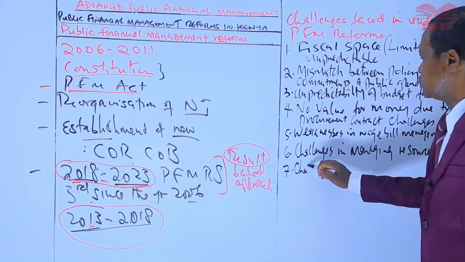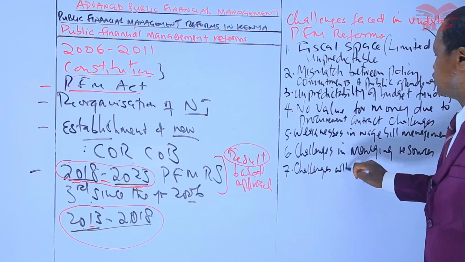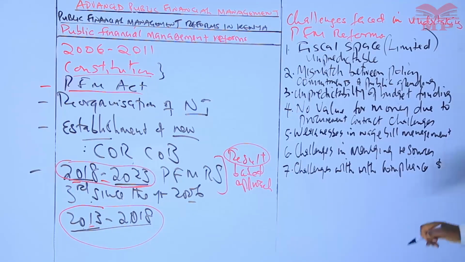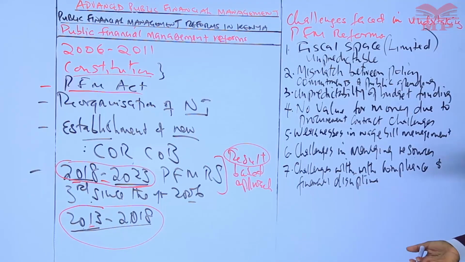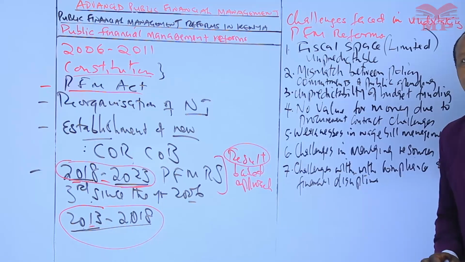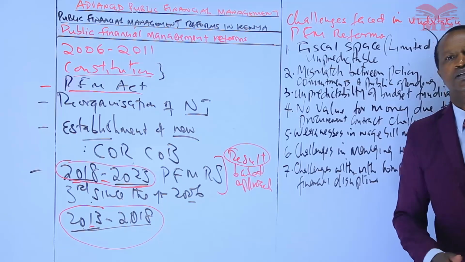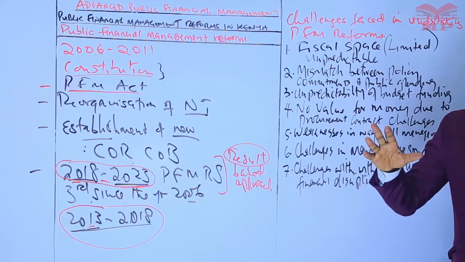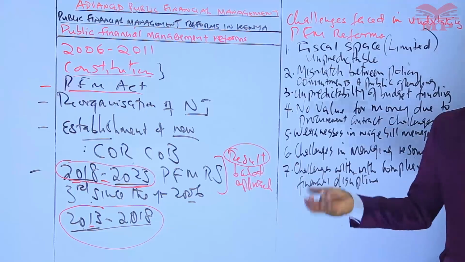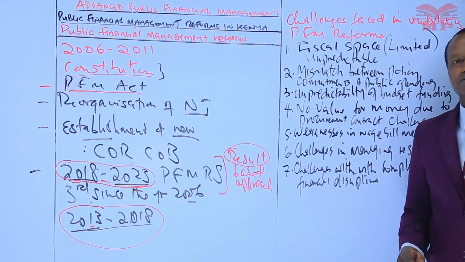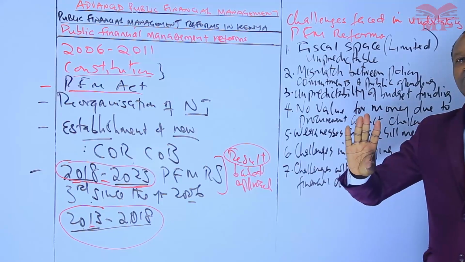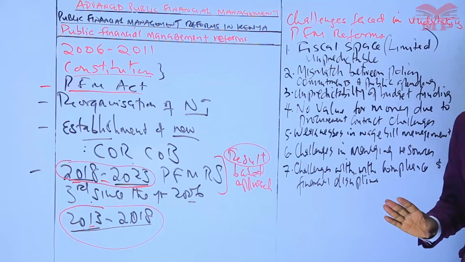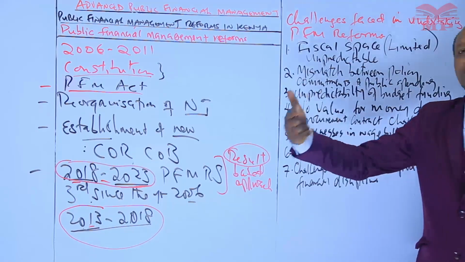7, challenges with compliance. There are also challenges with financial discipline. There are challenges in compliance and also financial discipline. Now, candidates, despite significant improvement in quality of ministries or departments and agencies, you may find there is a mix-up between the ministries, departments, and also the county financial reporting.